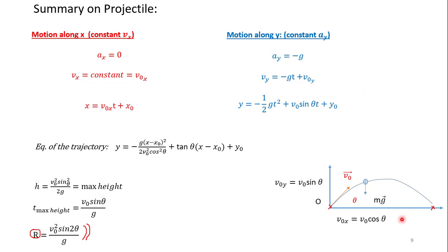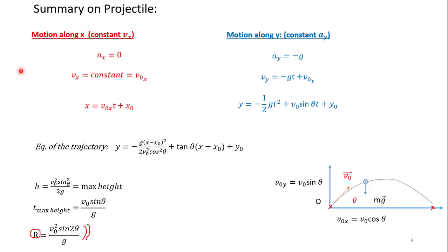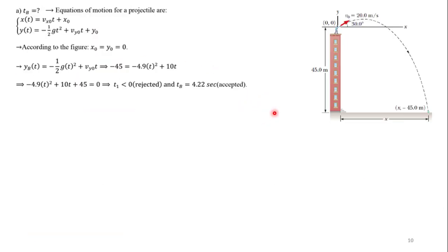These are all the equations used for a projectile. Which equation should I use? I should use this one because we know YB in our case. We know that YB is equal to minus half GT squared plus Vy0t plus Y0. Y0 is equal to 0, so it goes away. And we know YB.